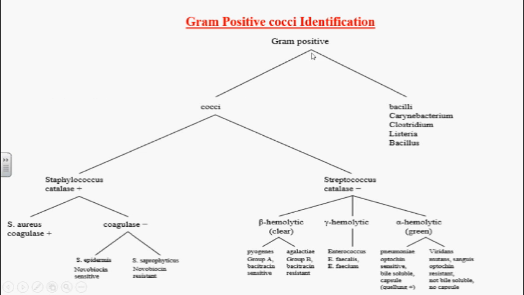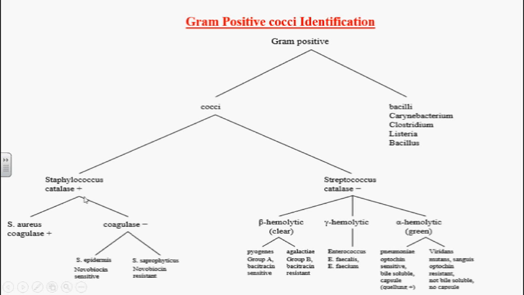Gram positive cocci identification. Gram positive cocci are always round and blue in color, whereas bacilli are rod shaped. These are the gram positive bacilli: Corynebacterium, Clostridium, Listeria, Bacillus. Whereas among cocci, we have two varieties: one is Staphylococcus and the other is Streptococcus. Staphylococcus are catalase positive, Streptococcus are catalase negative.